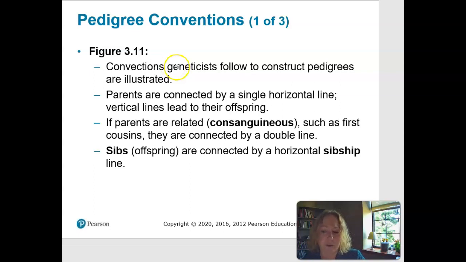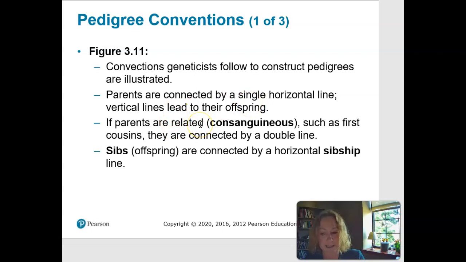Basically, genetics follows a constructed pedigree, and some of these are illustrated. I will bring up some of the pedigrees that we have and show you what the signs mean, because I will ask you some pedigree questions, and you're basically just going backwards to try and determine the genetics of the parents. Parents are connected by a single horizontal line, and vertical lines lead to their offspring.